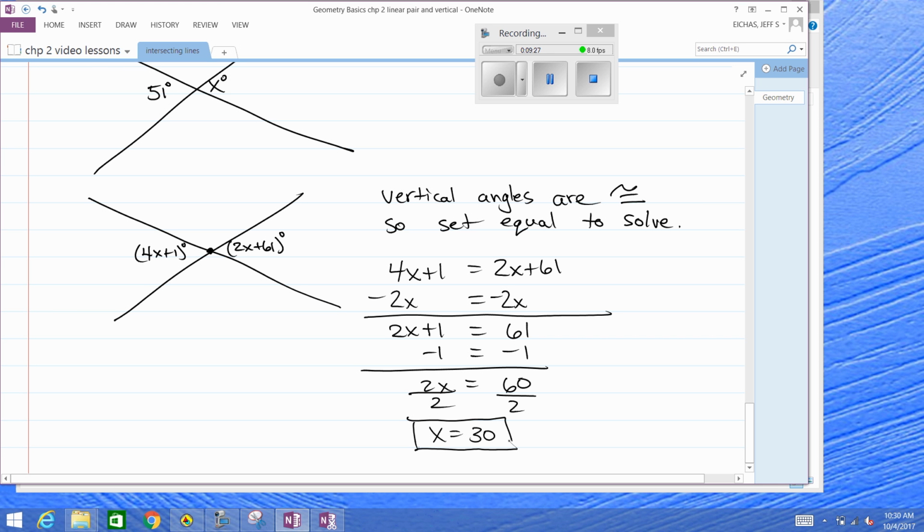So that's a quick lesson on vertical angles. You're going to have to watch that a couple times. There's a lot to it. Good luck.